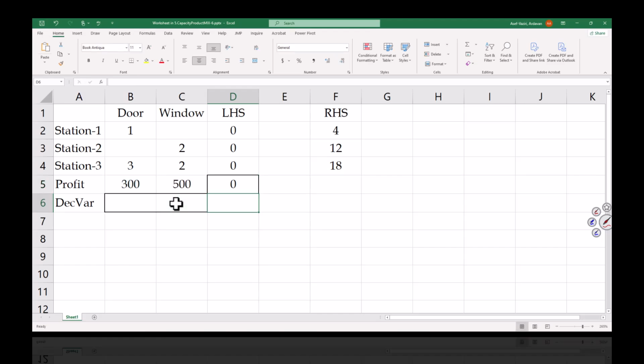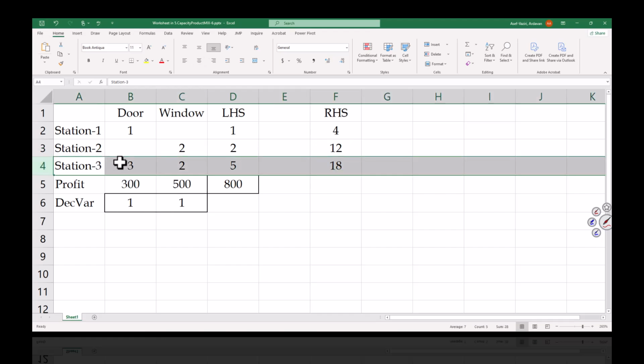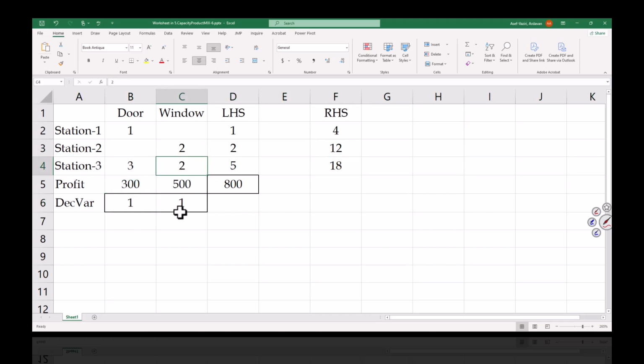Now if I type here 1 and 1, the profit I make is 1 times 300, 1 times 500, which is 800. The resource that I need here is 1 times 1, which is 1. And the resource that I need here is 1 times 2, which is 2. And for resource 3, 3 times 1 plus 2 times 1 is 5. And what I need should be less than or equal to what I have.